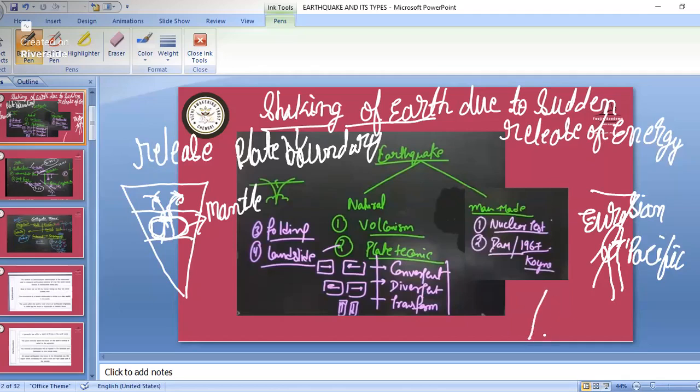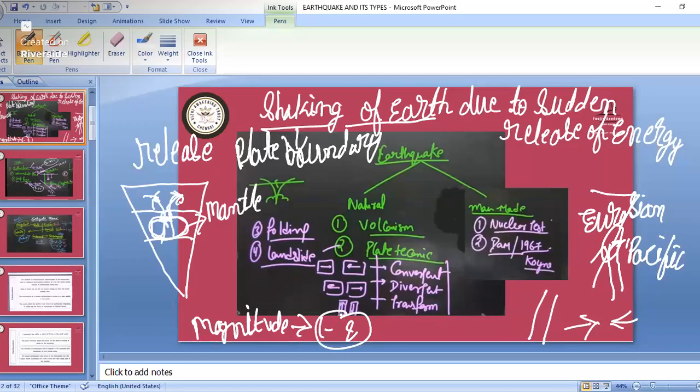These plates are moving, we know, and they are also colliding. Because of these movements of the plates, we have the shaking of earth. But in that case, we have a very small magnitude, of 1 or 2. That movement is not hazardous to us, so we're not feeling that much energy released. But when the plates are colliding, or they are sliding, or they are diverging, it is different.